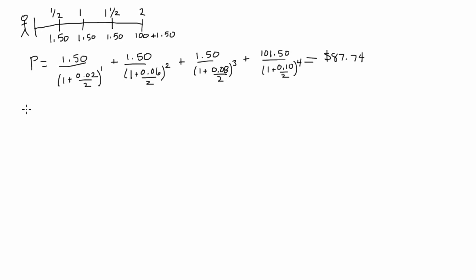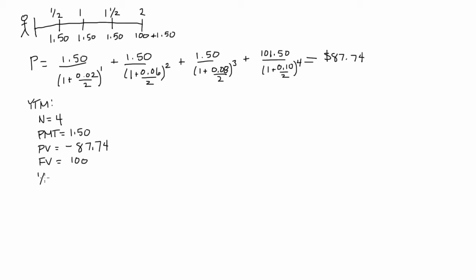So this we need our financial calculator. So to figure out the yield to maturity, we plug in n equals 4 because there's 4 coupon payments. The payment is $1.50. The present value is the negative of the price we just found. The future value is that face value of $100.